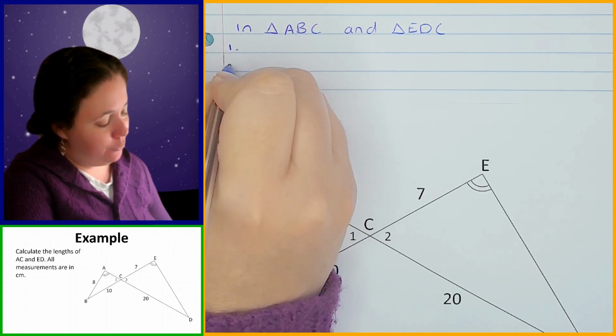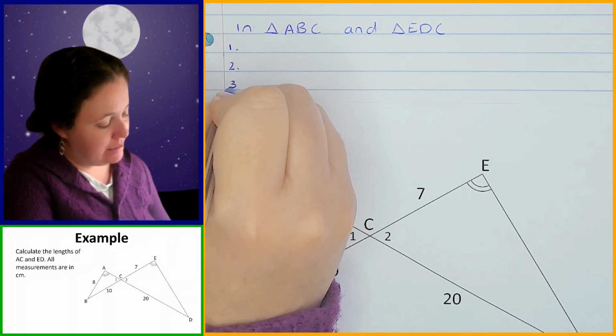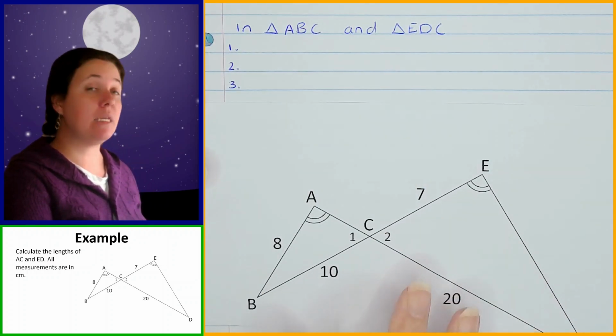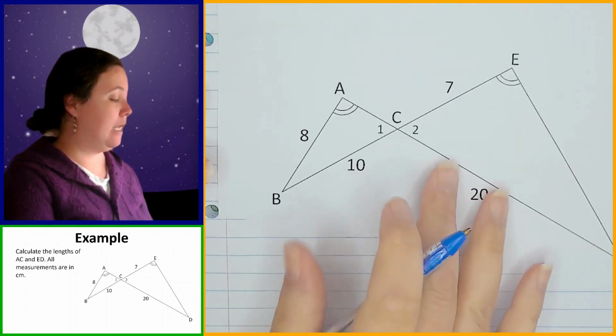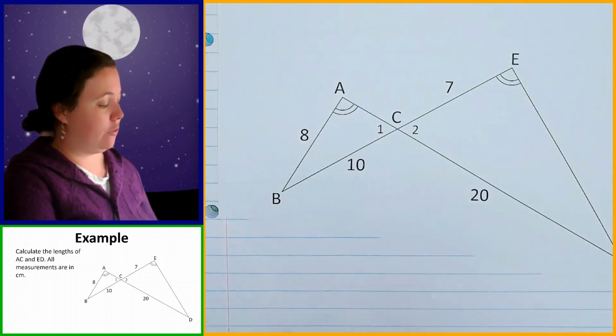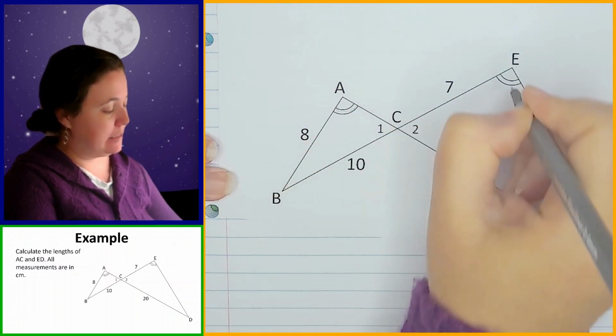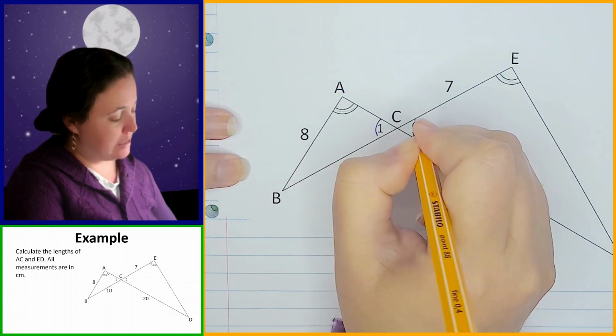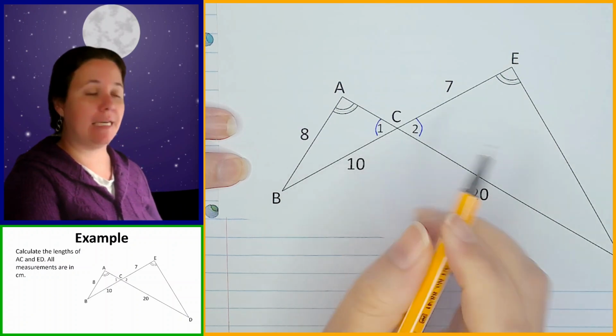So the proof for similarity is going to be very similar in its layout to the proof for congruency, especially when you're doing angle, angle, angle. Now over here, the angles that I know are the same are these two angles. They told me that is the same as that. And I can prove that these two angles are the same because they are vertically opposite.